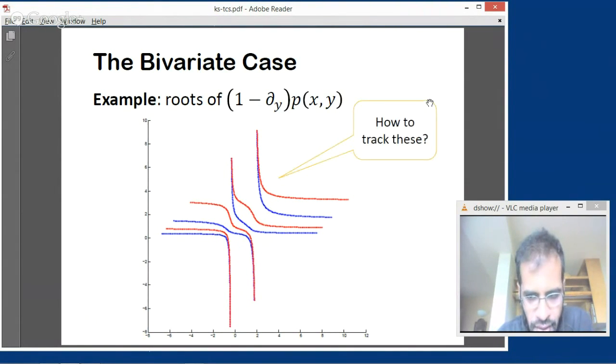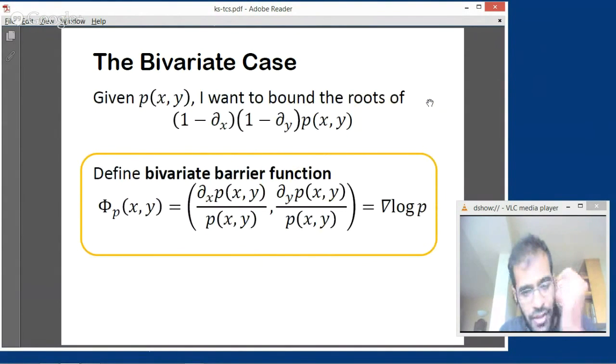Now, the question is, can I prove this? Can I somehow formally prove that these roots move up? In the end, I'm interested in the locations of the zeros of this polynomial. Can I say something predictable about them? So I'm going to try to use the same approach. I'm going to look at related rational functions.